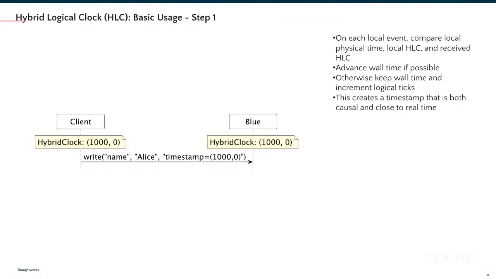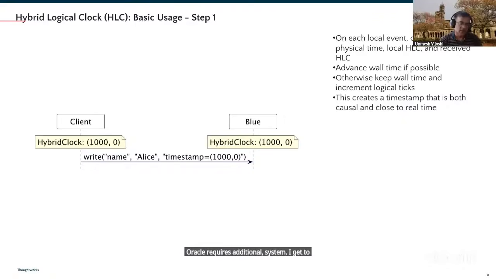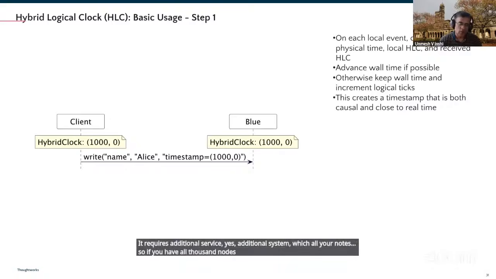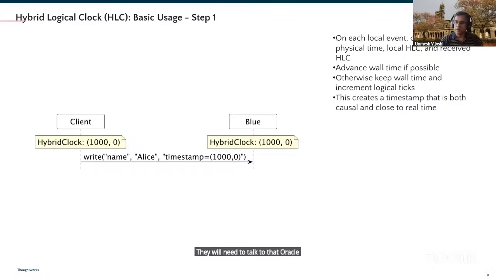Oracle requires an additional system, right? It needs to be an additional service, yes, correct. So if you have all 1,000 nodes, they will need to talk. At least at the start of the transaction, they will need to talk to that Oracle. And if Oracle is down, you won't be able to proceed with any of the transactions.